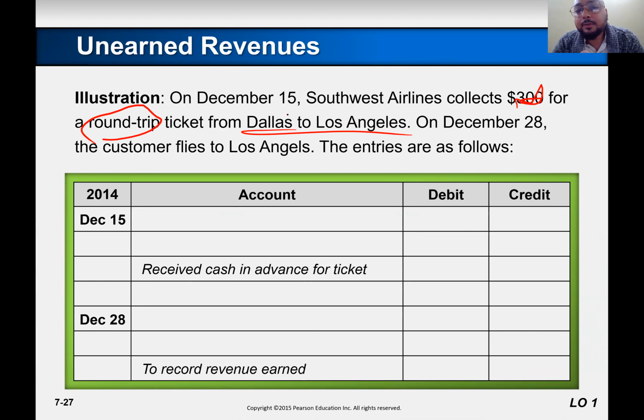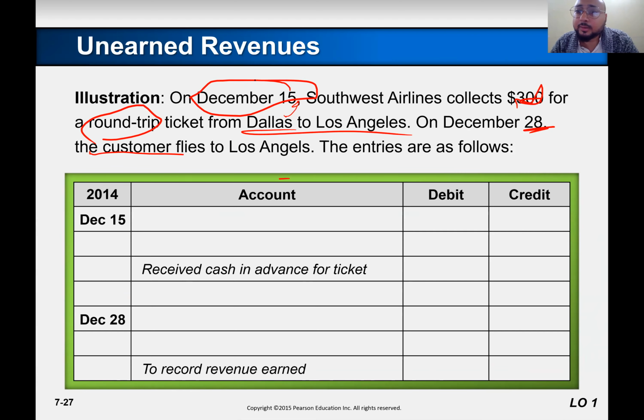So on December 15, the airline received $300 in advance. Does the airline provide services to the customer and deliver the flight from Dallas to Los Angeles? No. On December 28, the customer took the flight, but the company received the amount on the 15th of December. What will be the entry? Either they keep the money till the 28th of December, but then this increases the chances of fraud.